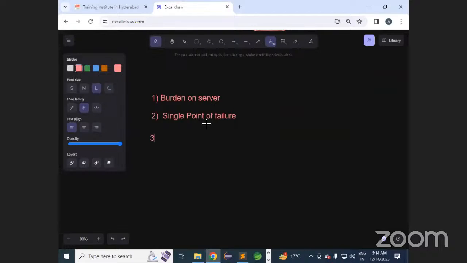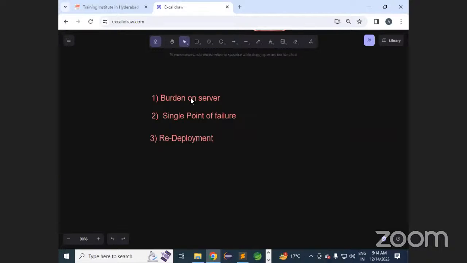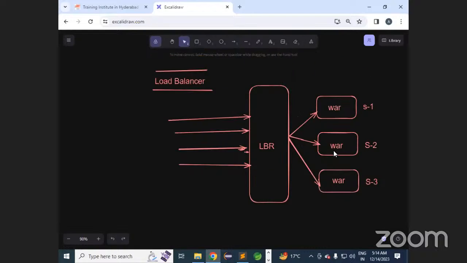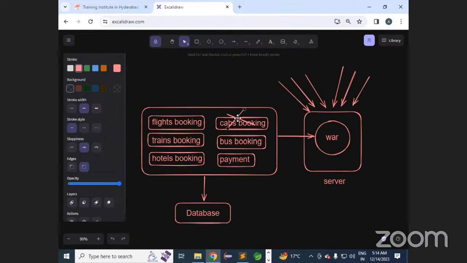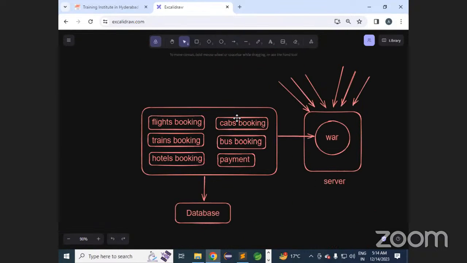And the third problem is redeployment. What is the meaning of redeployment? If there is a small change in one functionality, then we need to redeploy the entire application, which will take a lot of time. So these are all the challenges when we go for monolithic architecture.